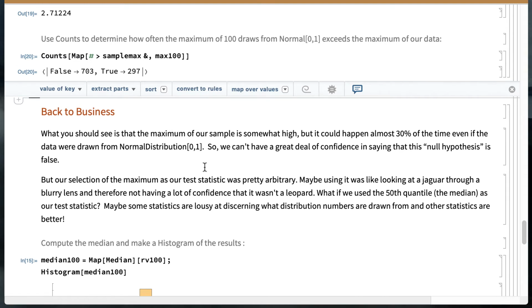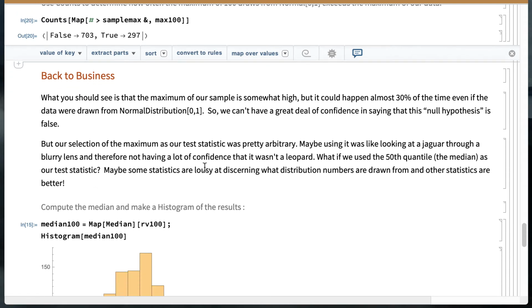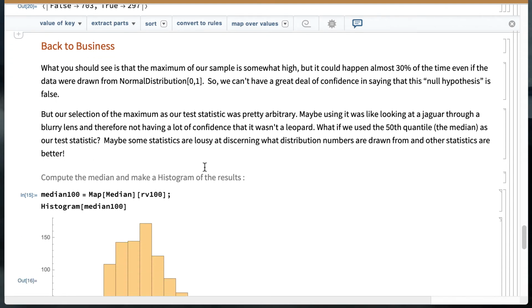So you haven't really disproven a hypothesis that our data, those 100 numbers we picked at the beginning, came from N01. You haven't proven that they were, but you haven't disproven that and shown that they couldn't have been.